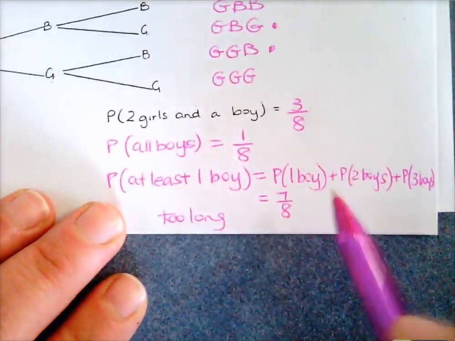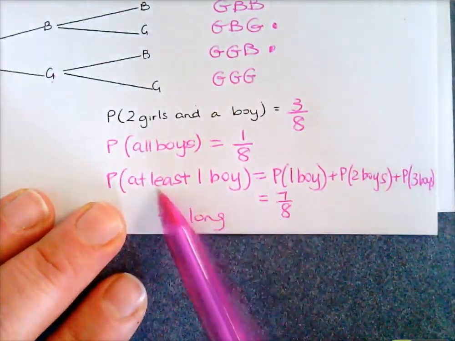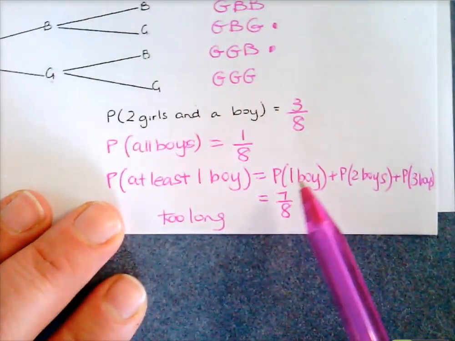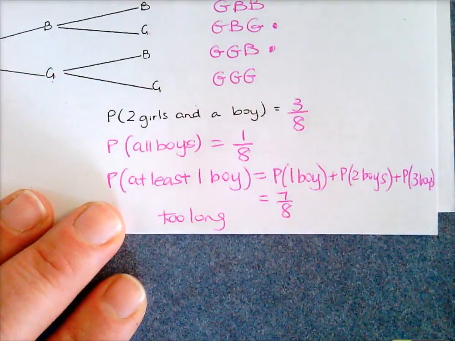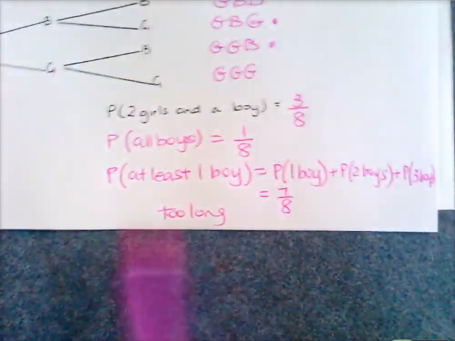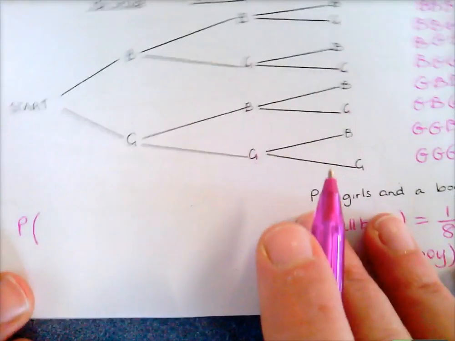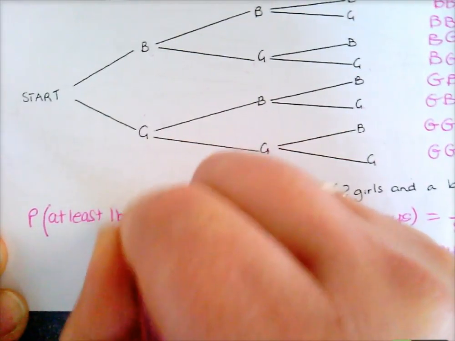Probability of at least one boy. Well, you can, but girls, not every question's going to be that easy. So that's one way of doing it. You can go 1, 2, 3, 4, 5, 6, 7, probability of at least one boy. You don't have to do them all separately, but at least one boy means one boy or two boys or three. That's what it means.